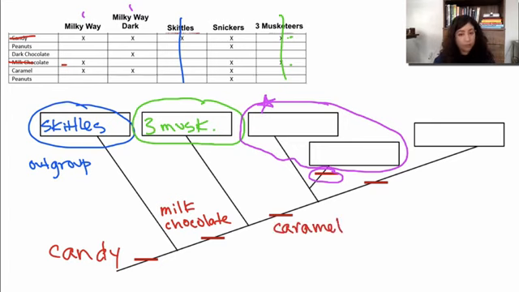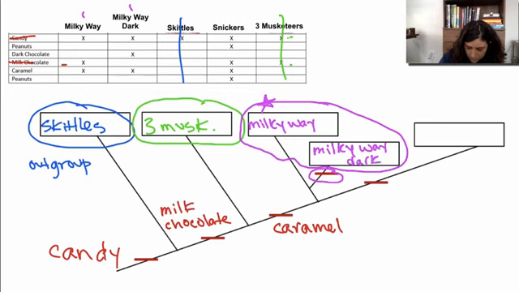And then those are the 3 traits that Milky Way has, so that means we know that this one must be Milky Way. And then down here, this is going to be Milky Way Dark. And this trait I circled there is going to be dark chocolate.